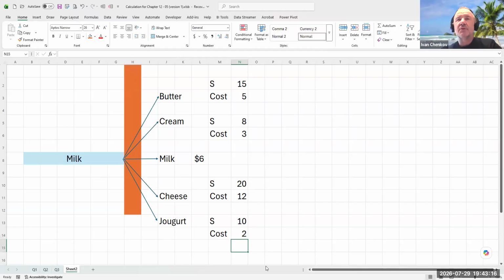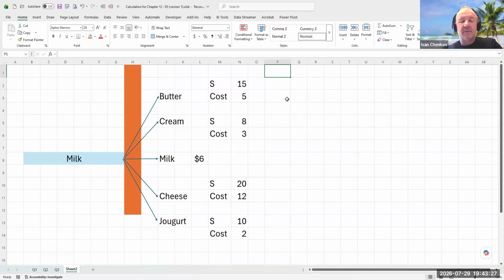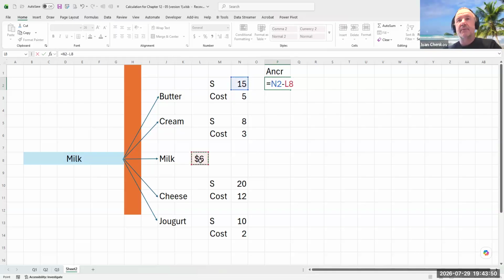Now the question is, which one should I go for, and which one should I not go for? As we said, we're only chasing the additional or incremental cost at this point. Since I can sell it for $6 as milk, and now I can sell it as butter for $15, what's the additional sales that I'm generating? My additional sales will be 15 minus $6. So I'm generating $9 additional, but it's going to cost me $5 to make it.